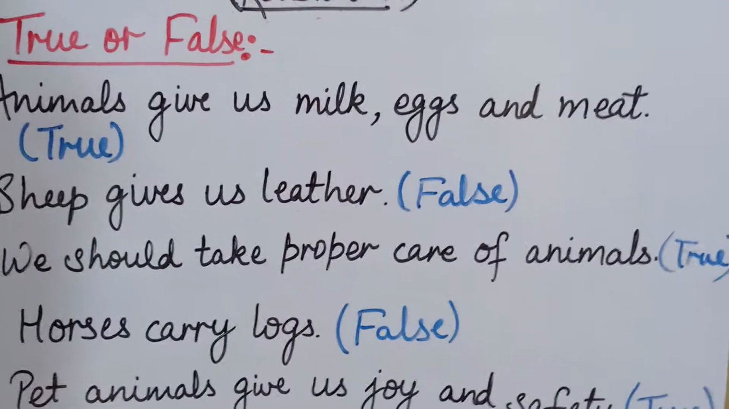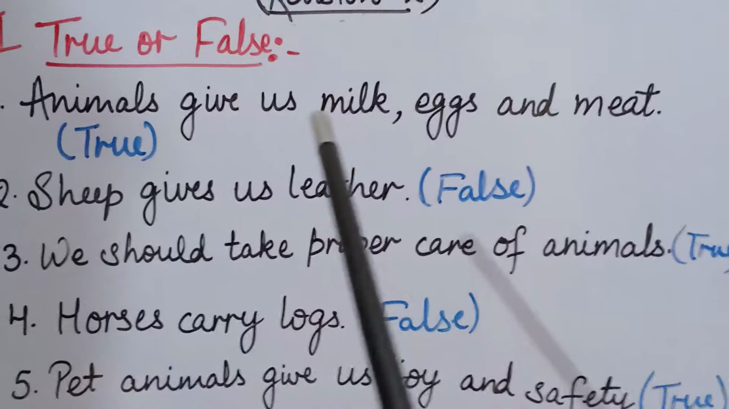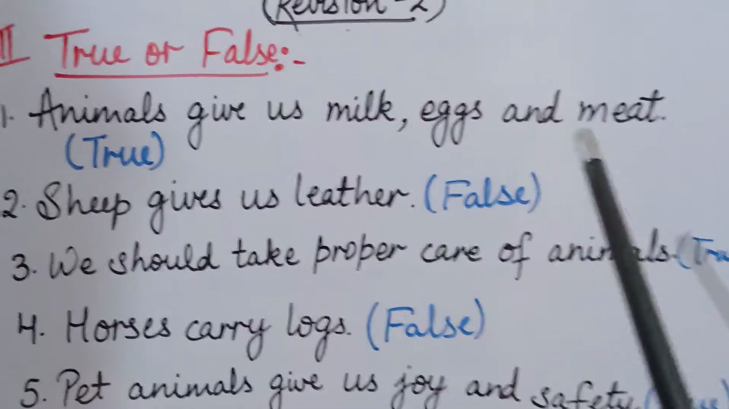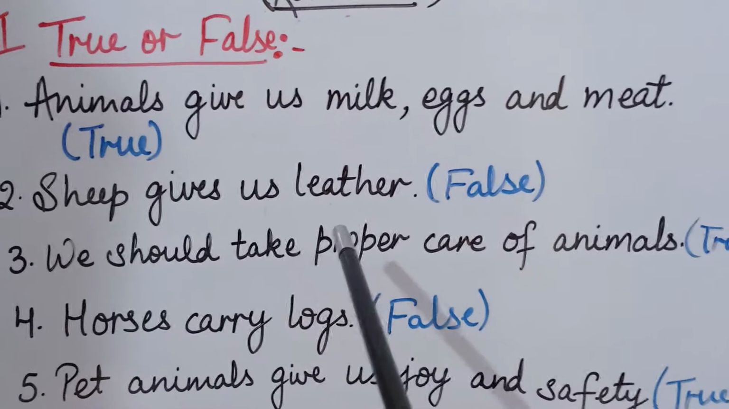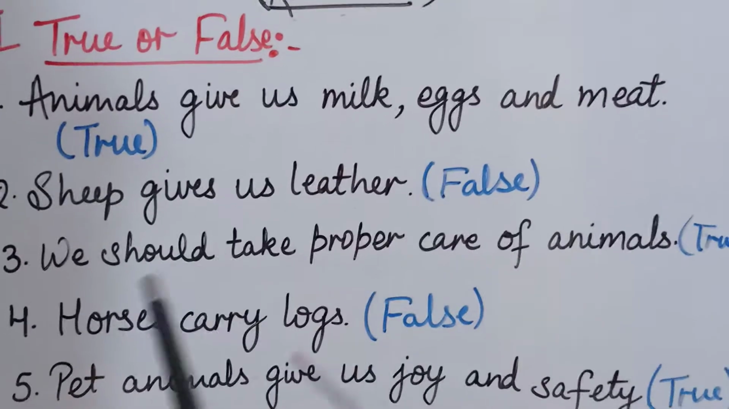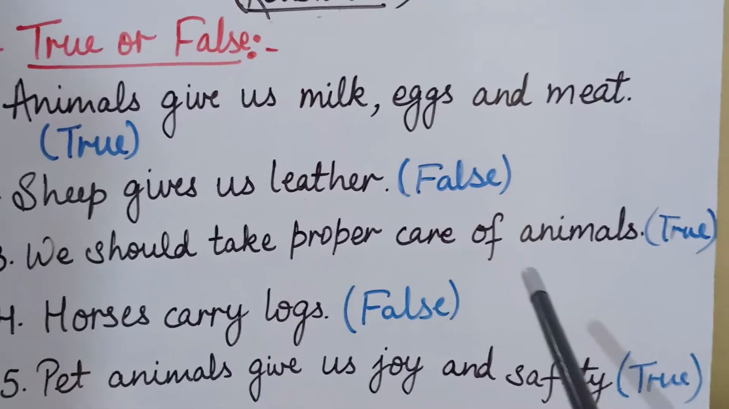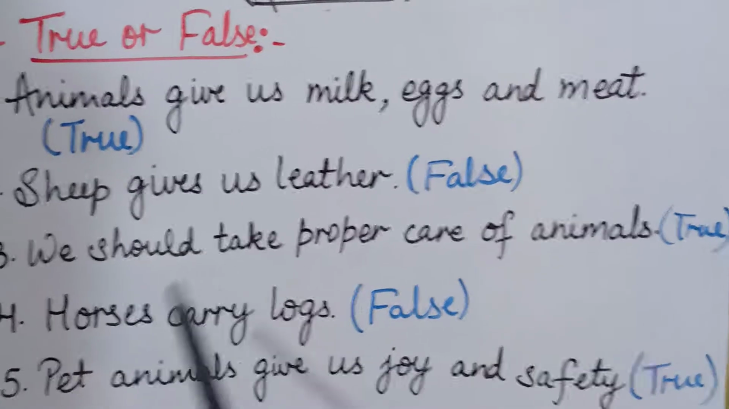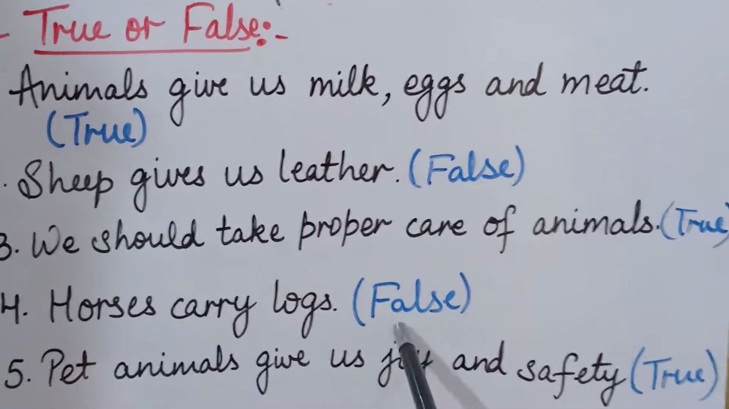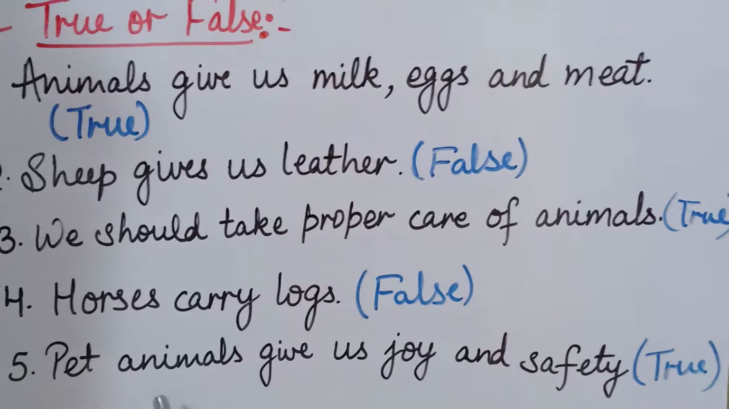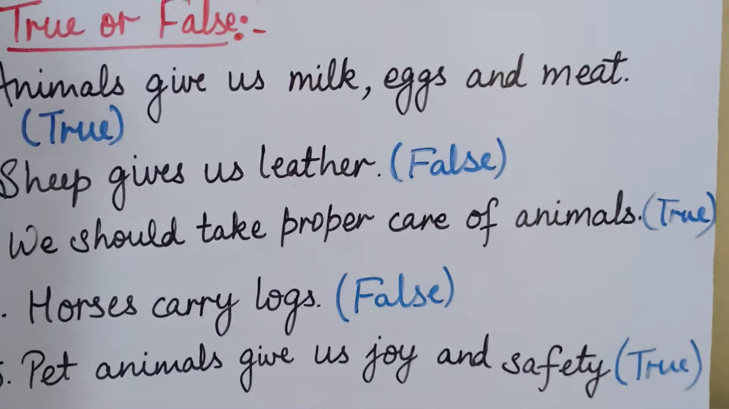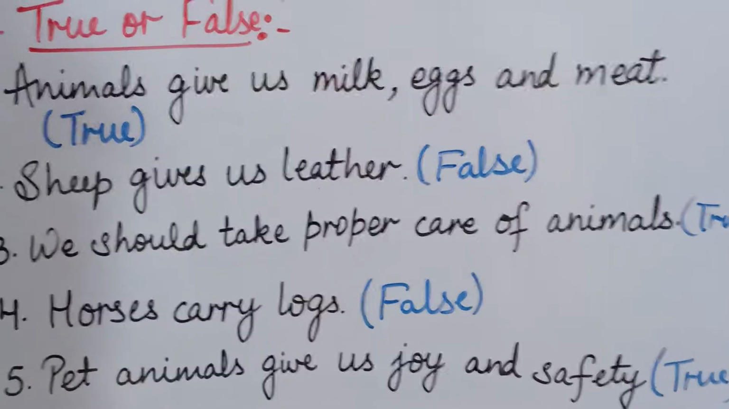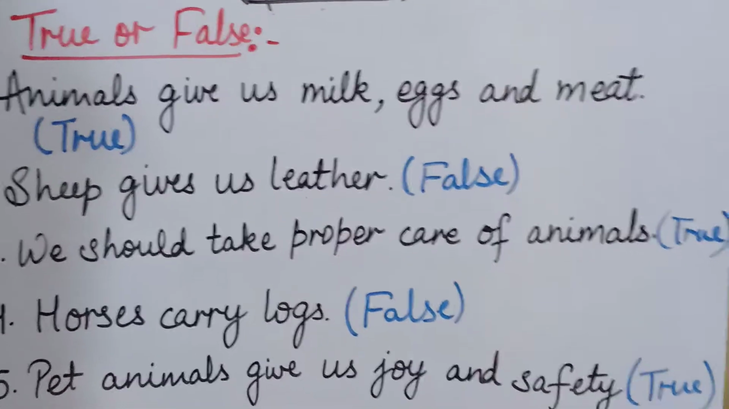Once again I'm repeating. First one is animals give us milk, eggs and meat. This is true. Second is sheep gives us leather. This is false. Third one is we should take proper care of animals. This is true. Fourth one is horses carry logs. This is false. And the fifth sentence is pet animals give us joy and safety. This is true. I hope you all have understood true or false.